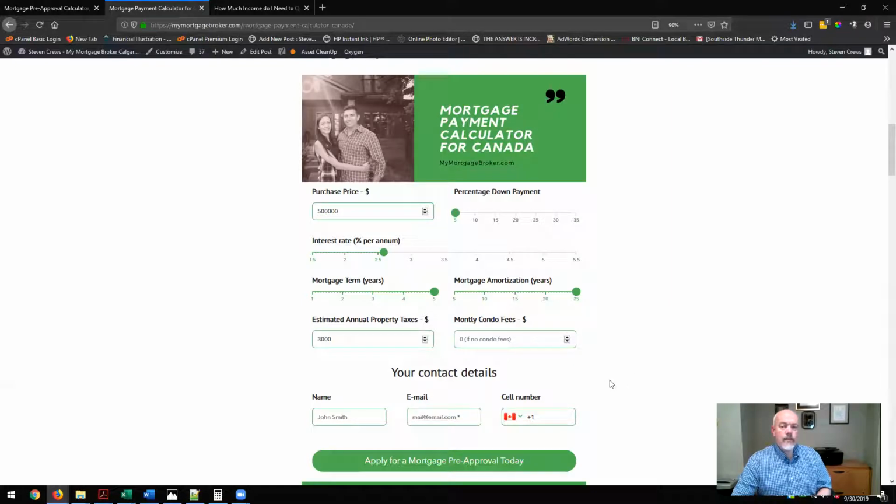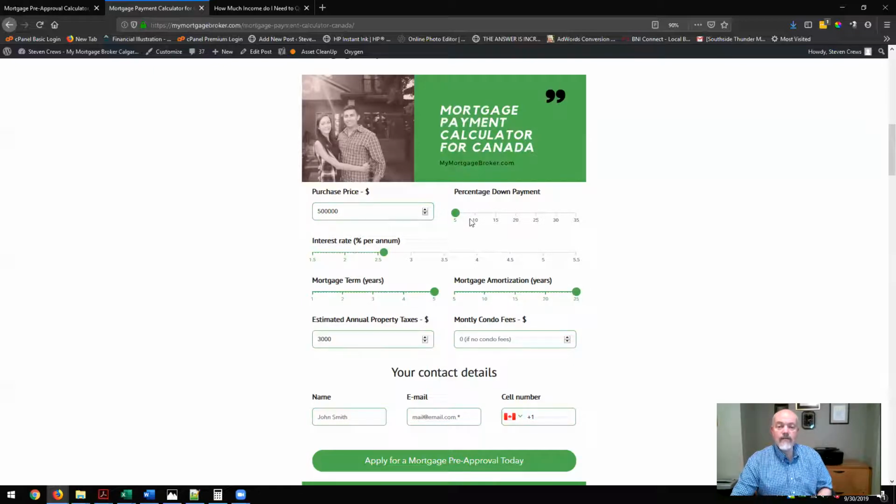If you wanted to find out what the payments are over 25 or over 30, then please just fill in your name and email here, connect with us. This says apply for pre-approval, but basically you'll connect with us, and then we can chit-chat and give you some more details. But for the purposes of this calculator, the maximum amortization is 25 years.